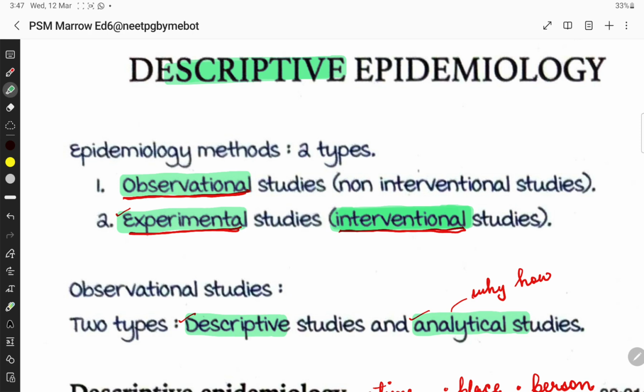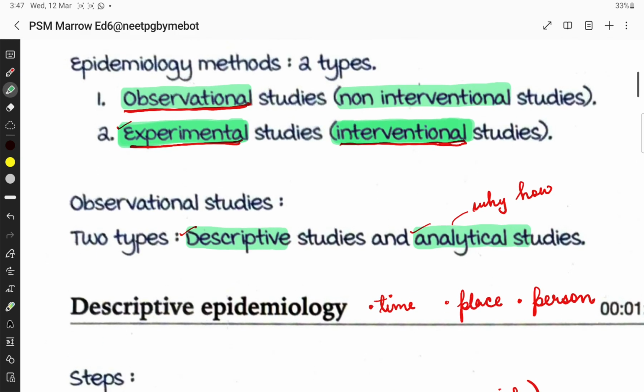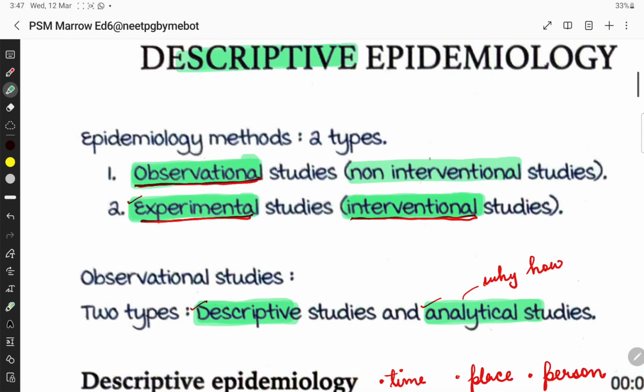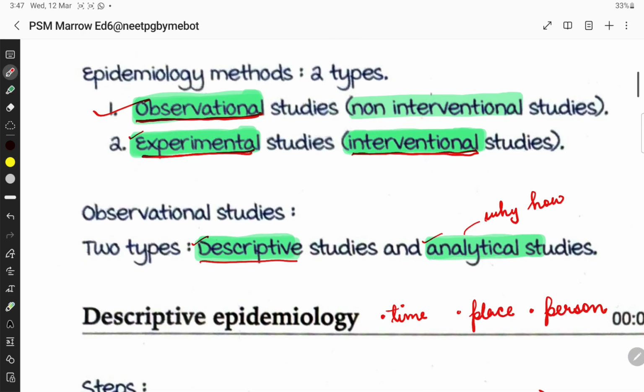So epidemiological methods are of two types, observational and experimental. Experimental studies are the interventional studies, and observational studies are the non-interventional studies. Now, observational studies are of two types: descriptive studies and analytical studies.